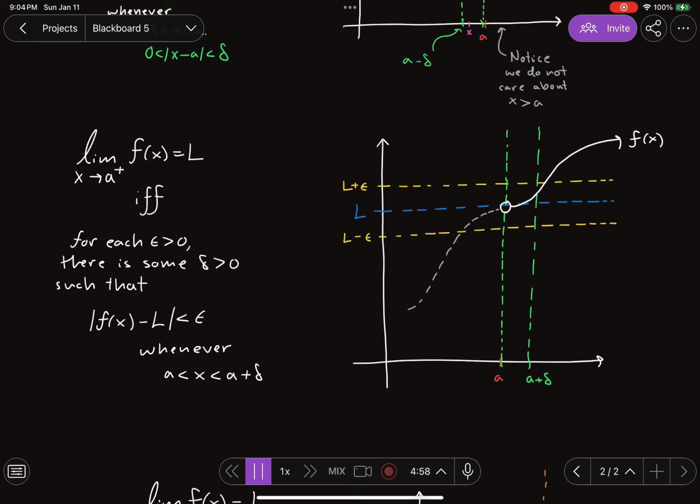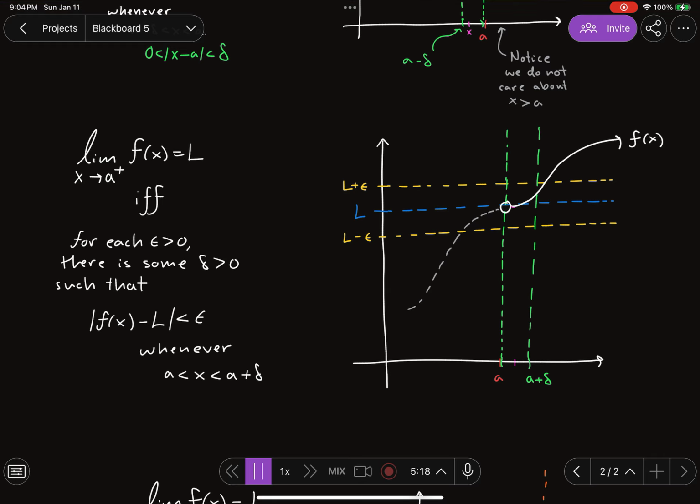The limit is L if and only if for each epsilon bigger than 0, there is some delta bigger than 0 such that the distance between f of x and L is less than epsilon whenever a is less than x, which is less than a plus delta. In other words, we are only observing the x values in this little interval on the right side of a.